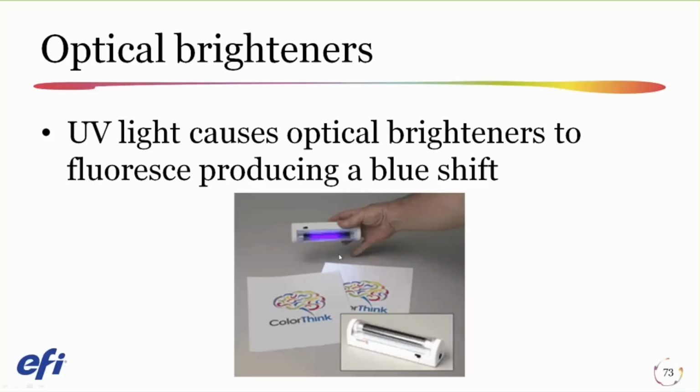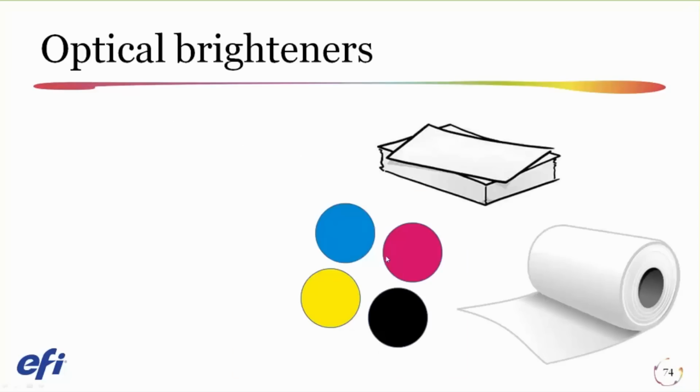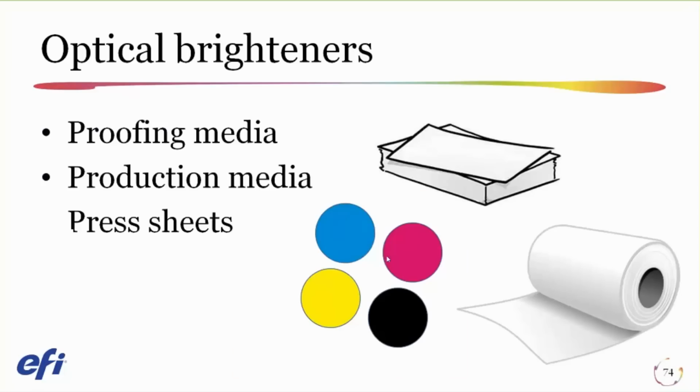What the chemicals do is they take invisible ultraviolet light and do kind of a shift, kind of a modification of it, and reflect it back as visible light, but as you can tell by the ultraviolet portion, it's way on the blue end of the spectrum. So we can have optical brighteners in our proofing media, our production media, our press sheet, and our inks.